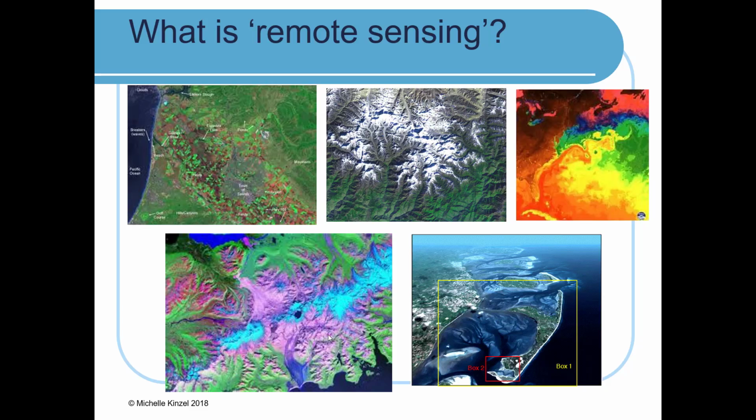Here's some examples of imagery and products that were created with remote sensing. So in the upper left, we have land cover. In the middle of the top, we have a digital elevation model. On the right, we have a color-coded file showing the ocean temperatures, and it is clearly outlining the Gulf Stream. In the lower left, we have a false color image, and then on the right is a representation of some underwater bathymetry.